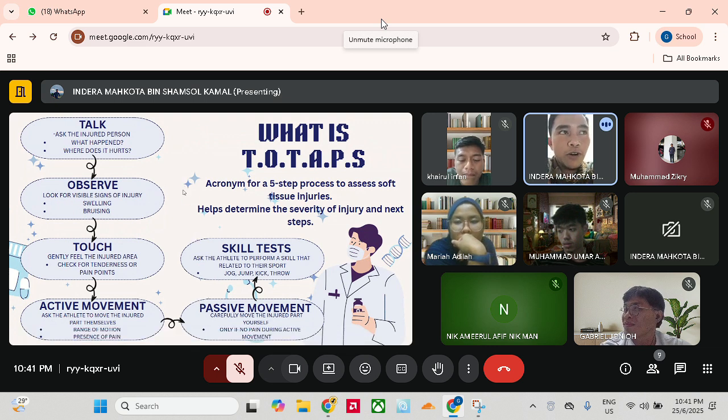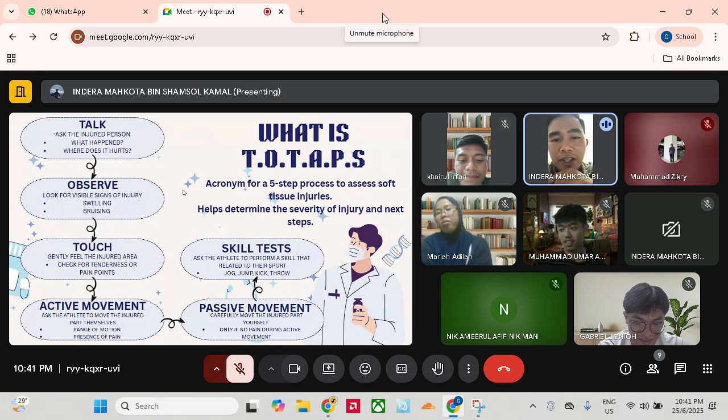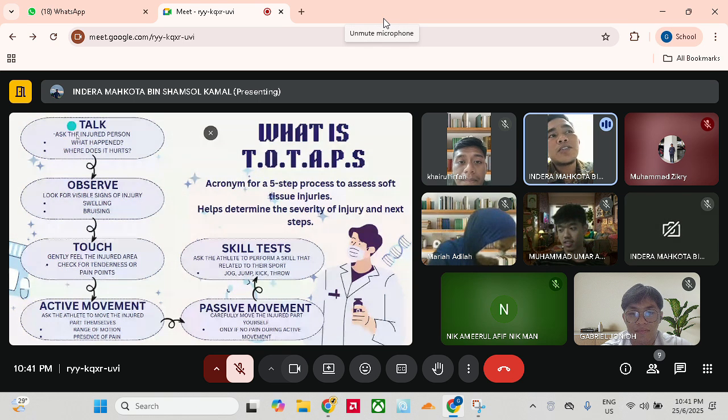Okay, so let's go to the first procedure of T.O.T.A.P.S, which is talk. When you play sports, you will have a chance to get injured, right? Is it correct? Yes. So these procedures can help you as the first aider to lower the chance of injury.